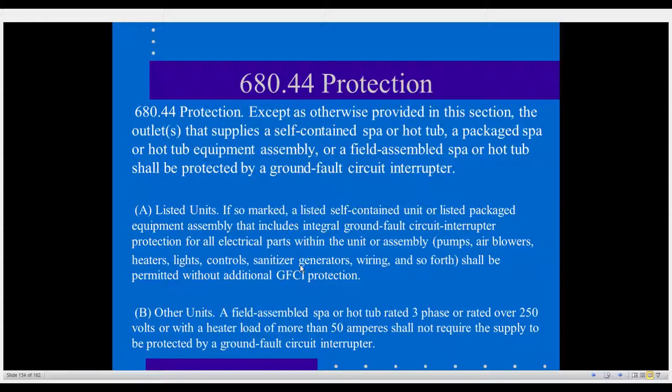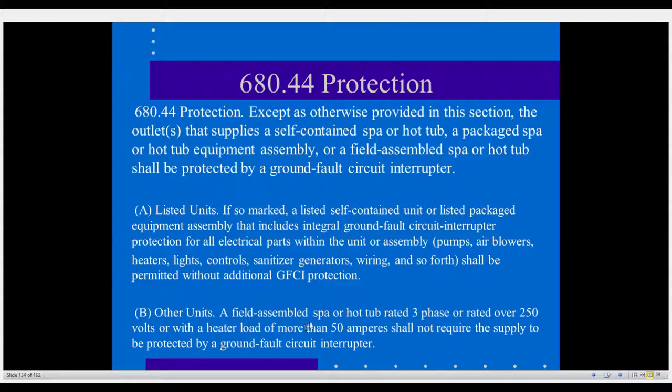Just remember that the general rule is you're going to have GFCI protection on all receptacles that are going to supply power to a spa or hot tub unit. Okay, so this gives you some allowances here. B says other units other than listed units. We got other types of units.